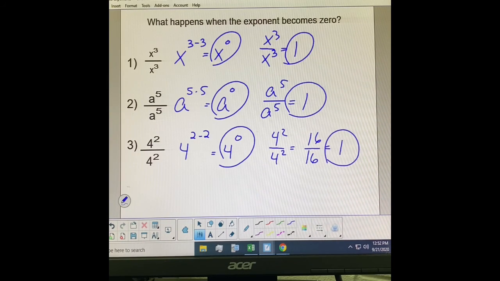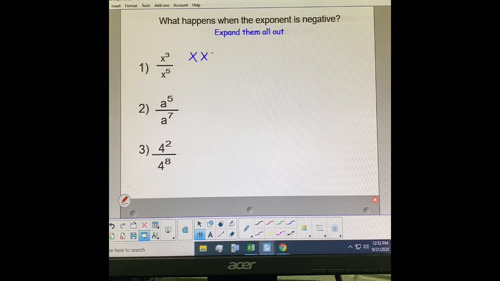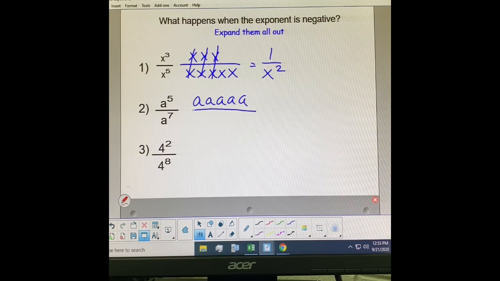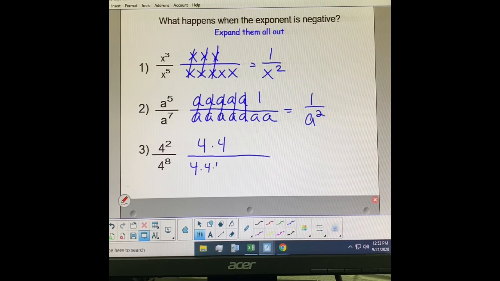Sometimes we're going to get negative exponents, and we can change a negative exponent to a positive exponent by taking the reciprocal. Here we have 3 x's in the numerator. We have 5 x's in the denominator. There are 2 more x's in the denominator, so that's 1 over x squared. If we were to subtract 5 from 3, we would have had x to the negative 2. X to the negative 2 is the same as 1 over x squared, and that's going to happen to all of these. Answer 2 is 1 over a squared, and answer 3 is 1 over 4 to the 6th. We could make these all negative exponents by taking the reciprocal.